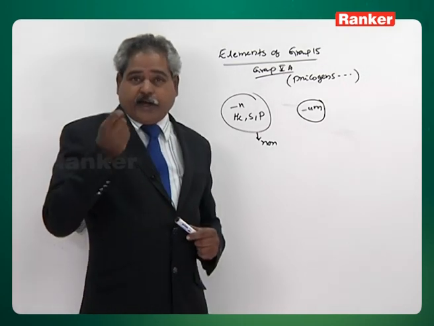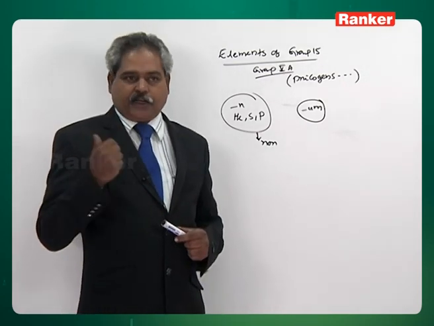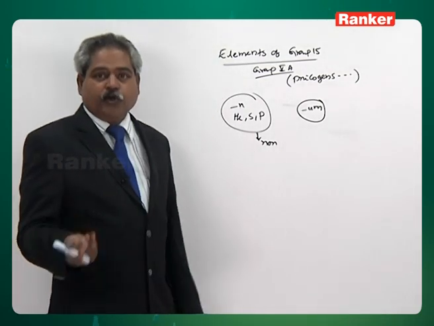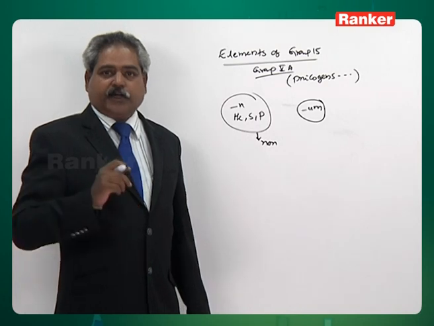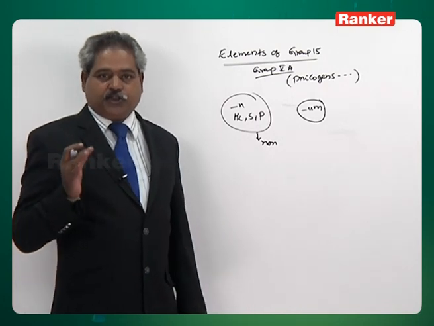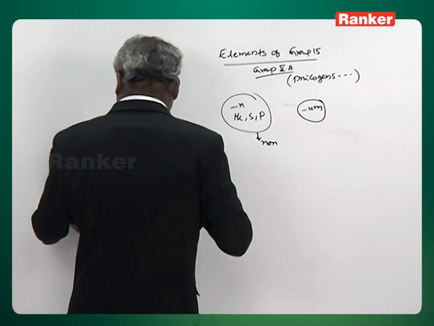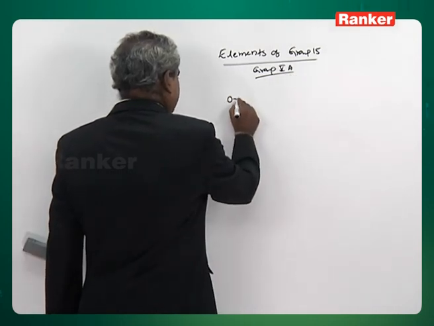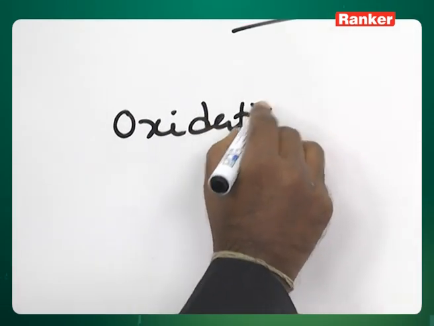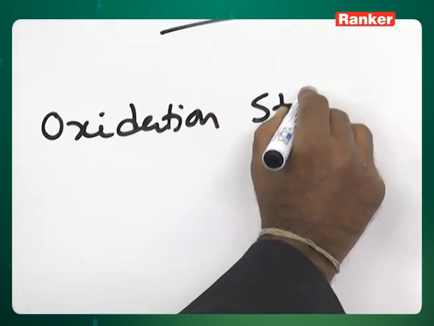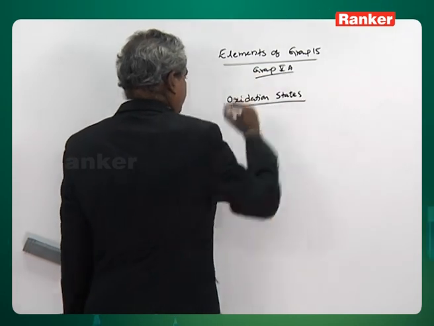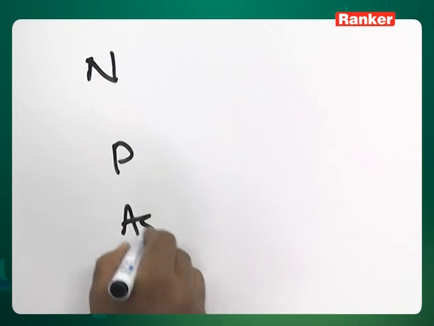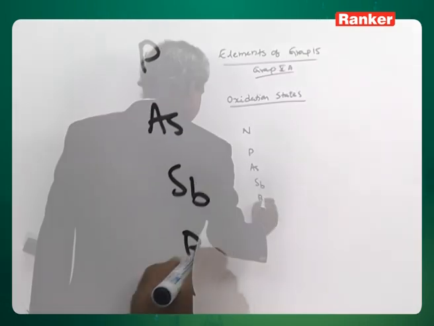Once again, vanadium, niobium, tantalum. So, niobium, okay, it's a metal, it's a solid, it's monoatomic. Or at least you have 3 or 4 sentences to talk about all the elements. What about oxidation states of all elements? Oxidation states of these: nitrogen, phosphorus, arsenic, antimony, bismuth.